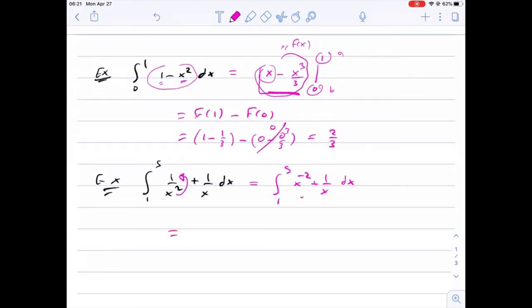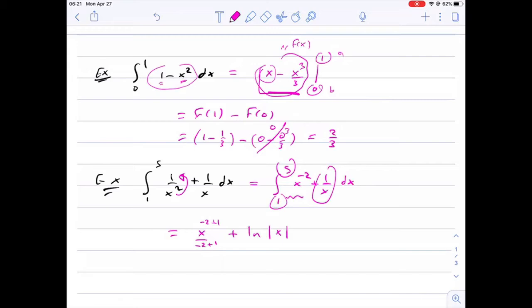Now, what is the integral of x to negative 2? The integral of x to negative 2 is x to negative 2 plus 1 over negative 2 plus 1. Plus, what is the integral of 1 over x? The numerator is the derivative of the denominator, so it's natural log of absolute value of x. Now here we don't add c because we have limits of the integral.